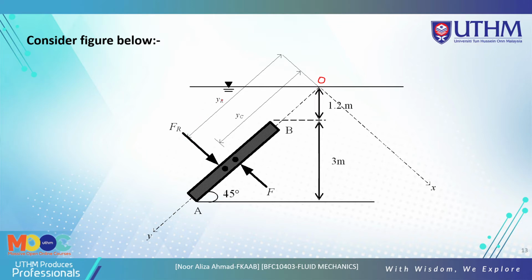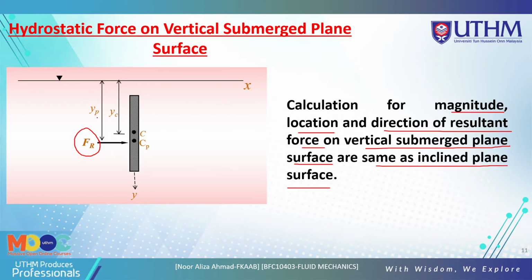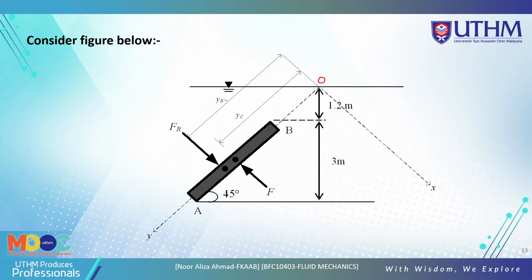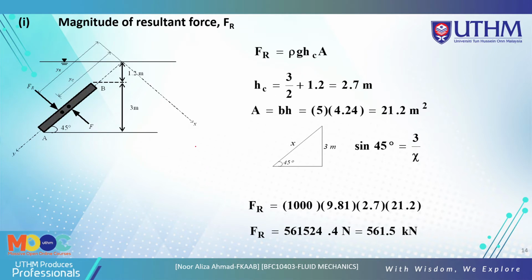YR, or you can use YP, is the same. You can use either. We know that it is 1.2 and this one is 3 meters, and this is 45 degrees. Now we look at the magnitude, to get the magnitude of the resultant force, with YR or YP here.